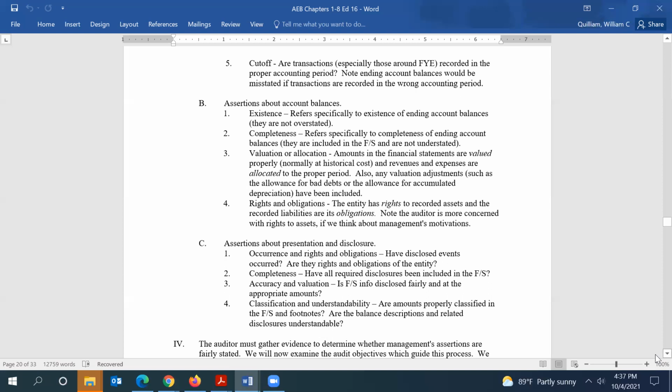So here comes something that will sound familiar. This time it's usually called existence, but same thing as occurrence. Refer specifically to the existence of ending account balances to make sure they're not overstated. So every dollar in an ending account balance belongs there. It exists validly. So again, no overstatements.